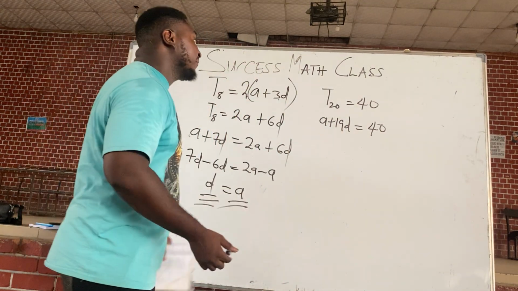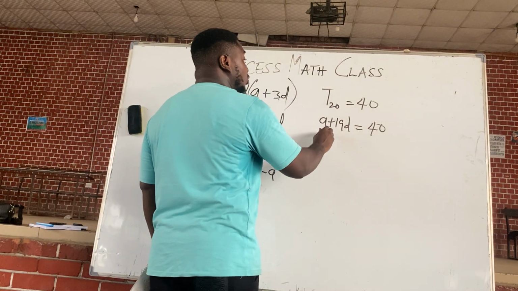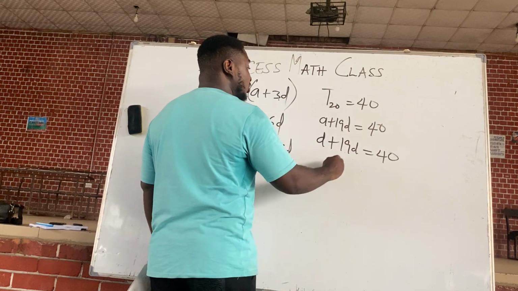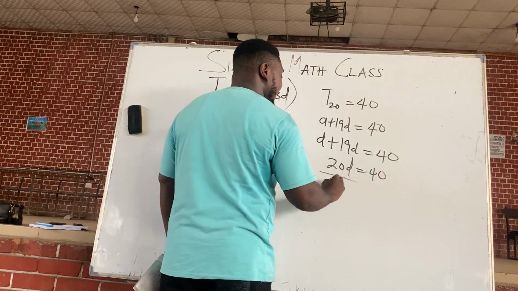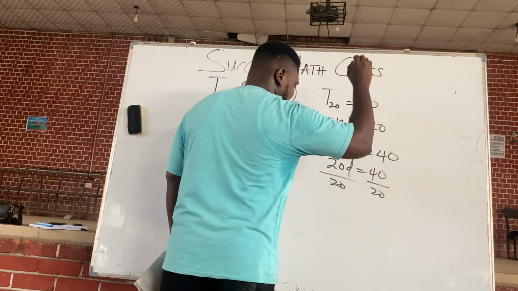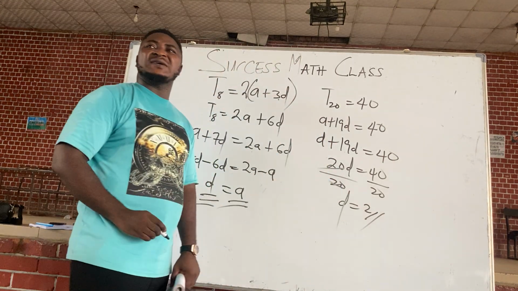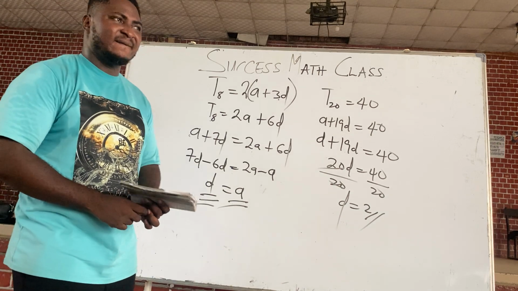They say find the common difference. So anywhere I see A, let me put D. So D plus 19D equals 40, and D plus 19D is 20D. 20D equals 40. Divide both sides by 20: 40 divided by 20. Our common difference is 2 for this question.